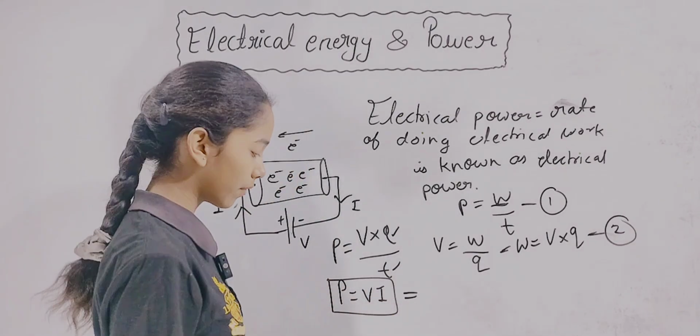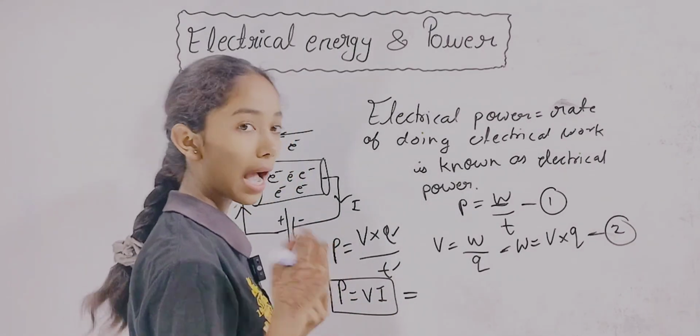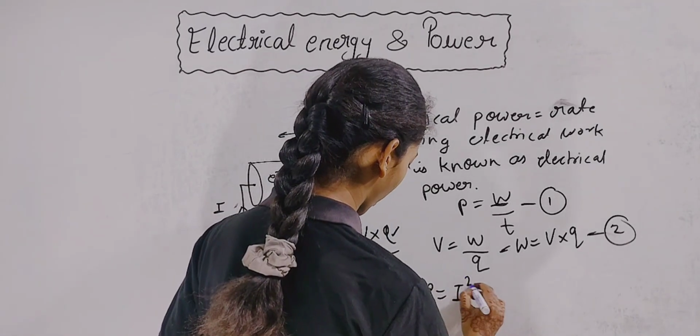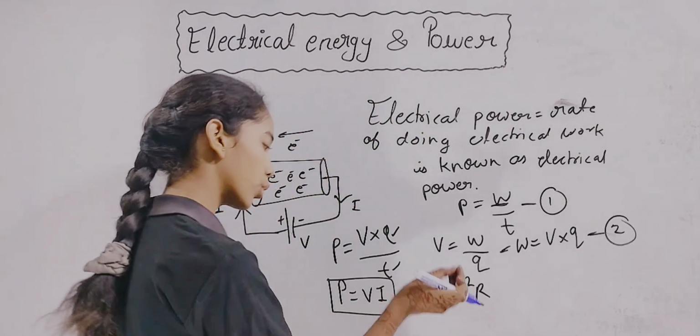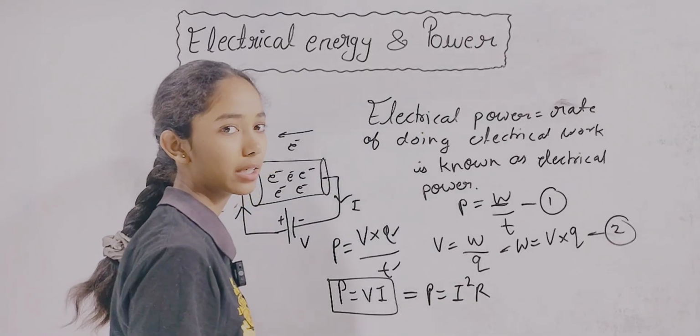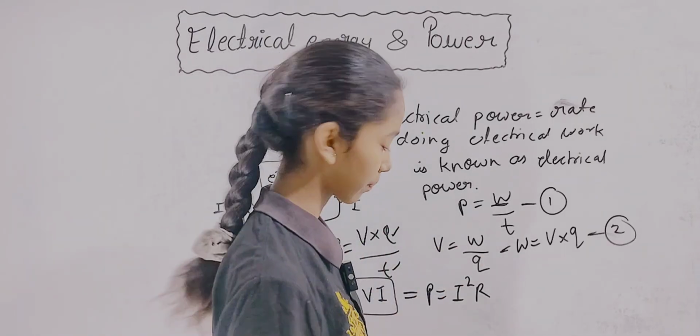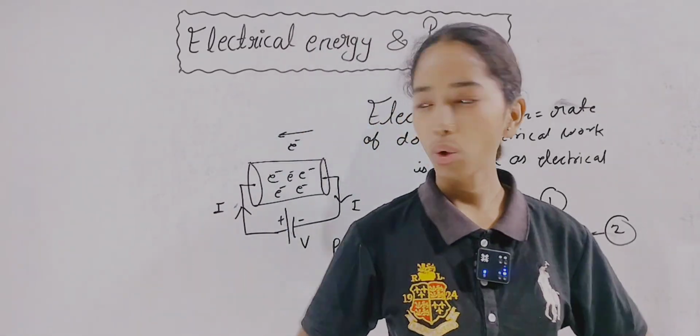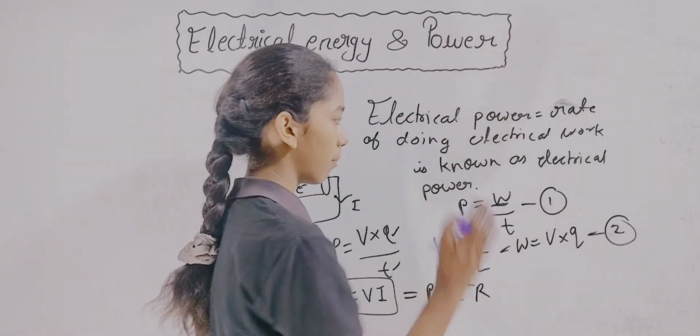And if we put the value of V here, that is IR, what will we get? P will be equal to I square R. And if we put the value of I here, we get V square by R. Is it clear? So is it clear what is electrical power?